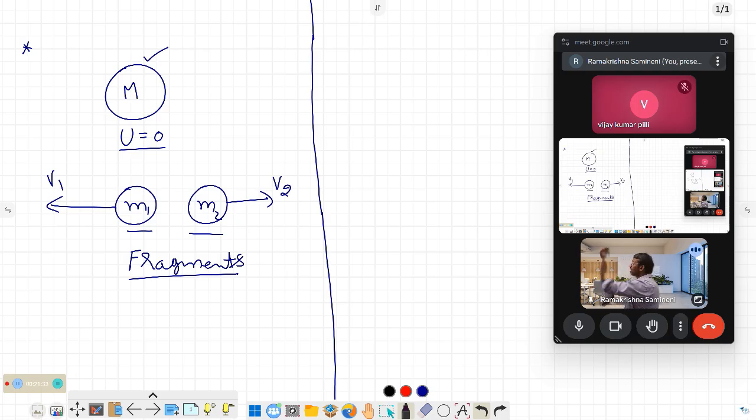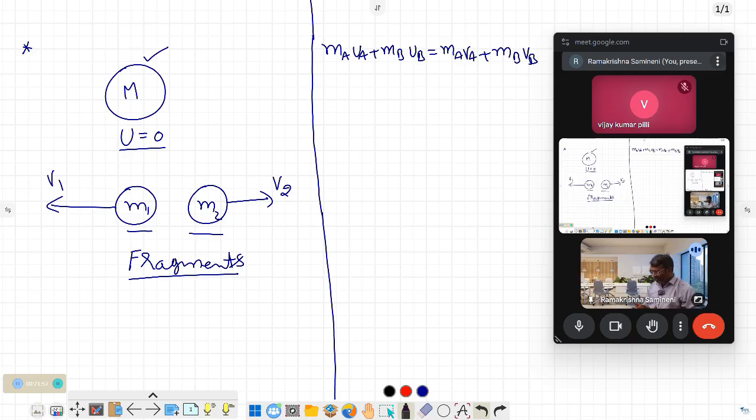Here we have two systems, two particles, two fragments, before blasting and after blasting. So I can apply the law of conservation of momentum. What is the law of conservation of momentum formula? m_A u_A plus m_B u_B is equal to m_A v_A plus m_B v_B is the formula for it. Apply this formula here. First, in this case, we have only one body, there are no two bodies. So totally I can take the total momentum of the single body system as m into 0, is equal to.